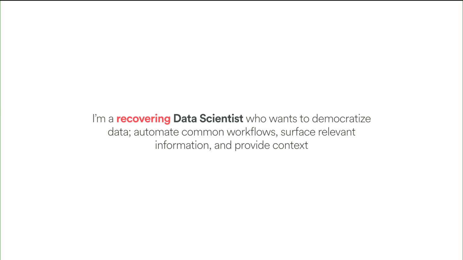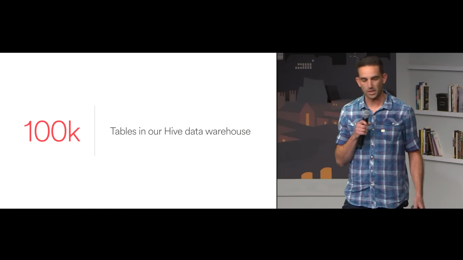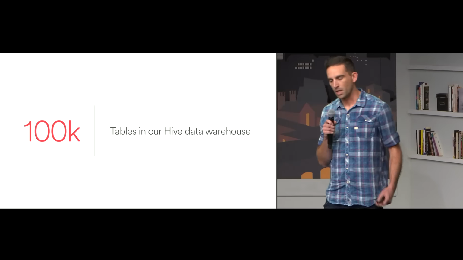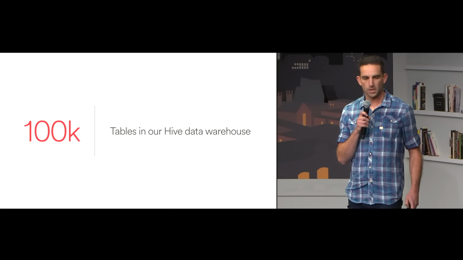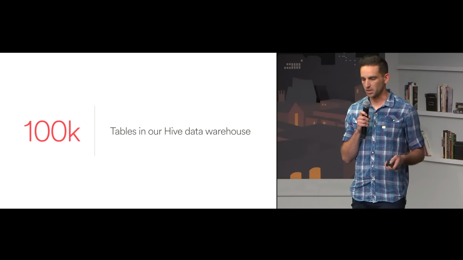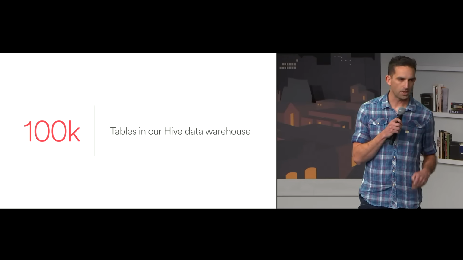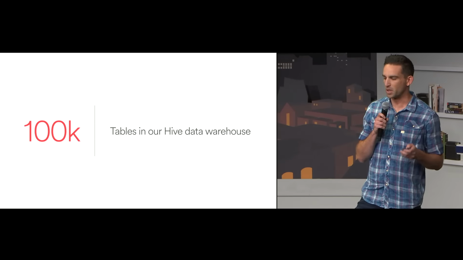So I am a recovering data scientist who wants to democratize data, to automate common workflows, to surface relevant information, and to provide context. At Airbnb, we have over 100,000 tables in our Hive data warehouse. And when I joined last year, it wasn't evident how one can actually find the right table. So we built a prototype, leveraging previous insights, giving users the ability to search the table metadata. We quickly realized that we were kind of myopic in our thinking, and we should really expand this beyond just data tables.